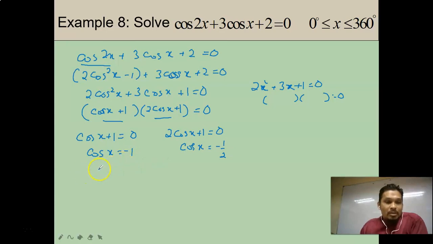So from here cos x equal to negative 1 gives x equal to 180 degrees, and cos x equal to negative half gives x equal to 120 degrees and 240 degrees. So we list them all in one row, where x equal to 120 degrees, 180 degrees, 240 degrees.